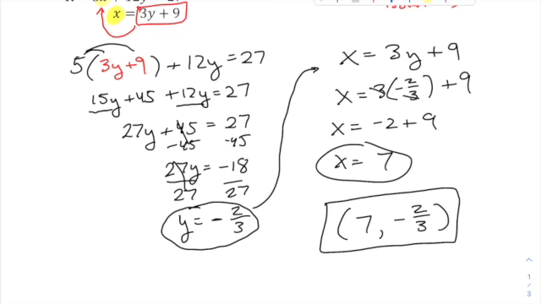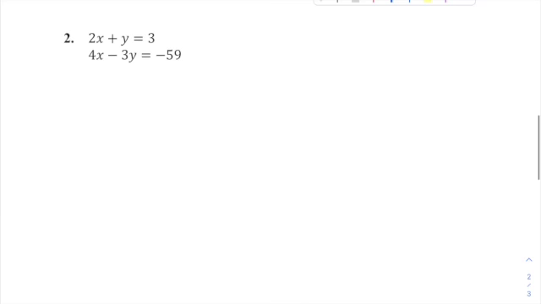Okay, let's just try one more here, see if you get the hang of it. We're going to solve this one: 2x plus y equals 3, and 4x minus 3y equals negative 59. So the thing here, I said it's great to use substitution when you have one variable that is isolated, which I don't have. In both equations, there's no variable that's totally by itself. But I did say either a variable that's isolated already or would be very easy to isolate.